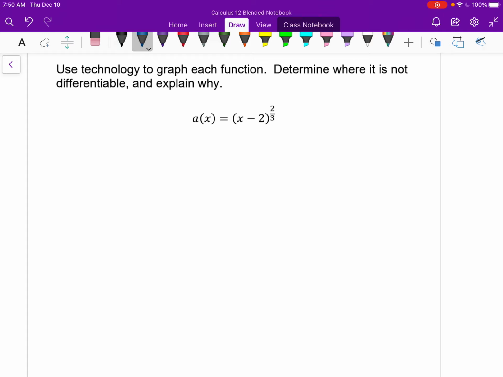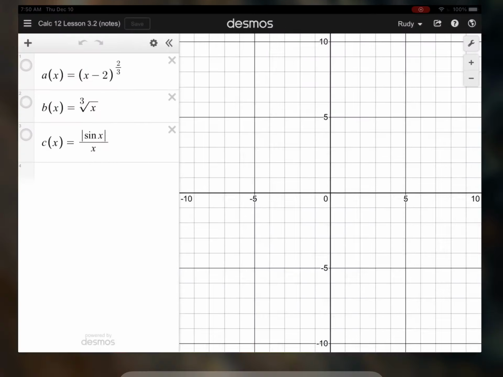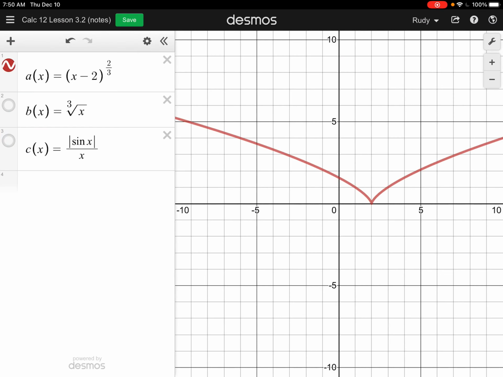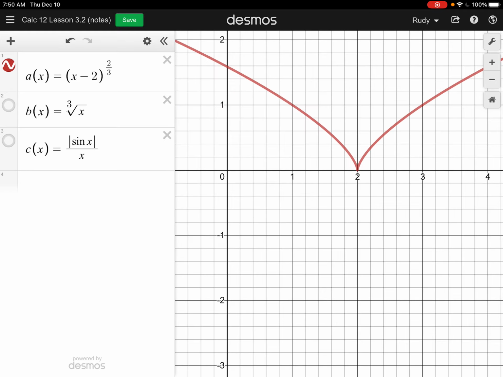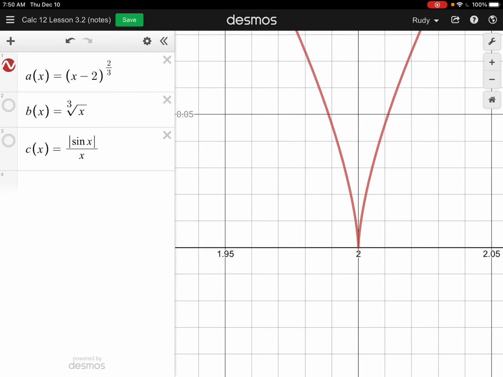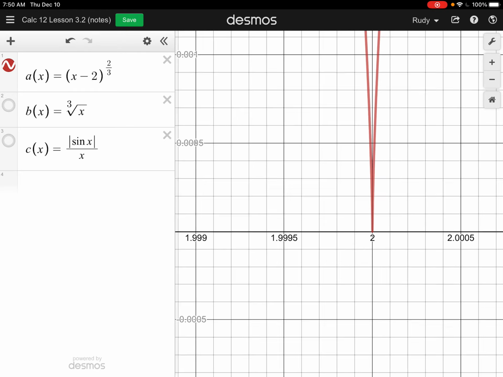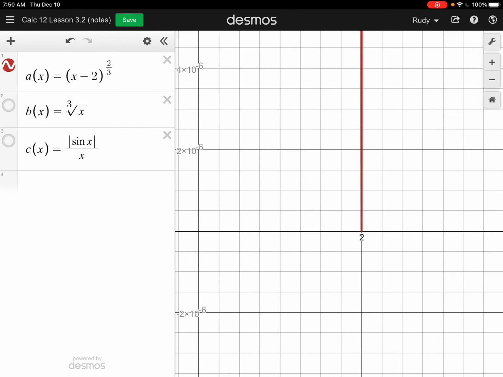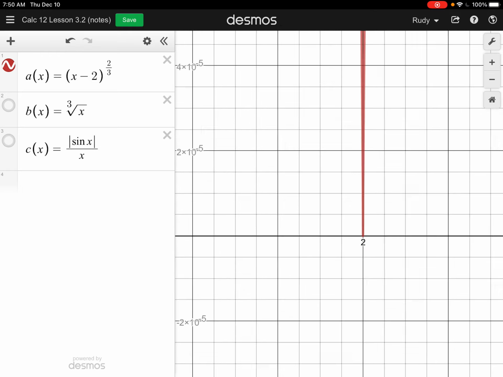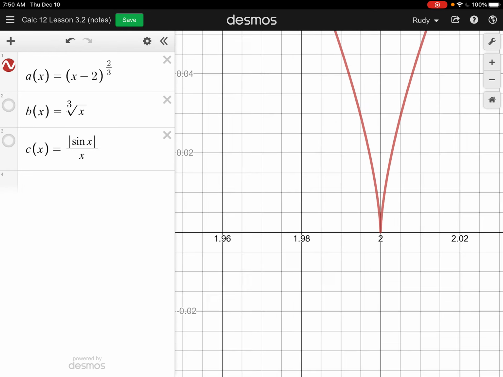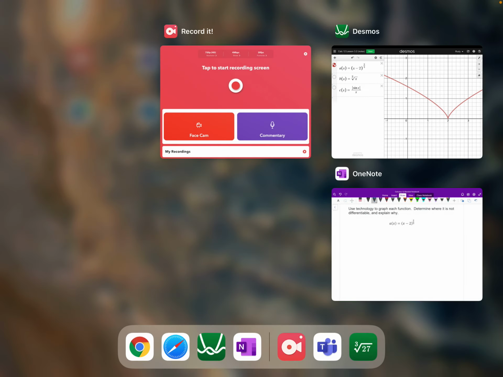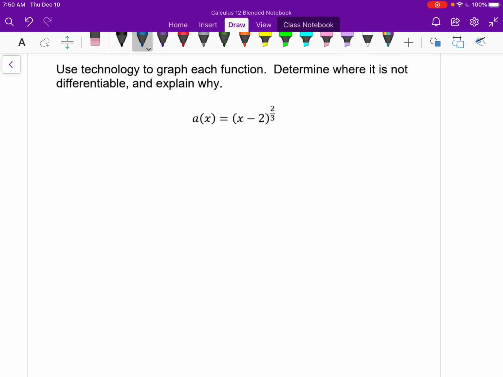And so, for a of x, let me look at the graph. So here's a of x. This is what the graph of a of x looks like. And this is a cusp. Notice if I zoom in on it, I can zoom in as much as I want. It just keeps getting steeper and steeper forever. If I zoom in enough, it looks like it's perfectly vertical. That's a cusp. And so we say there's a cusp when x equals 2.